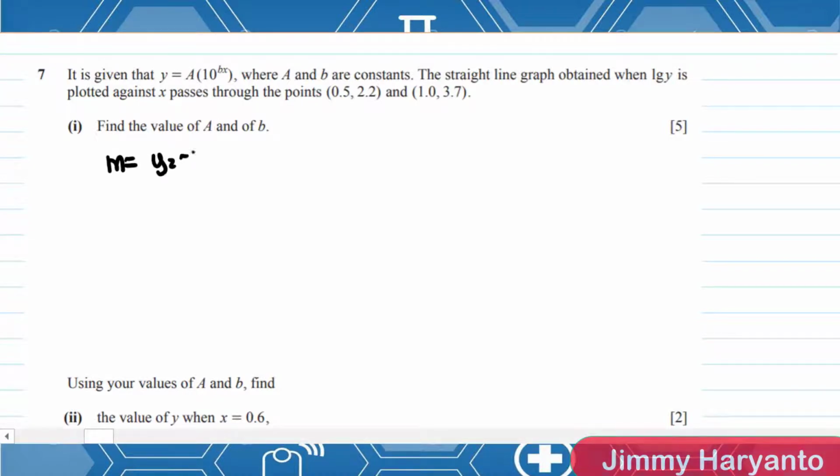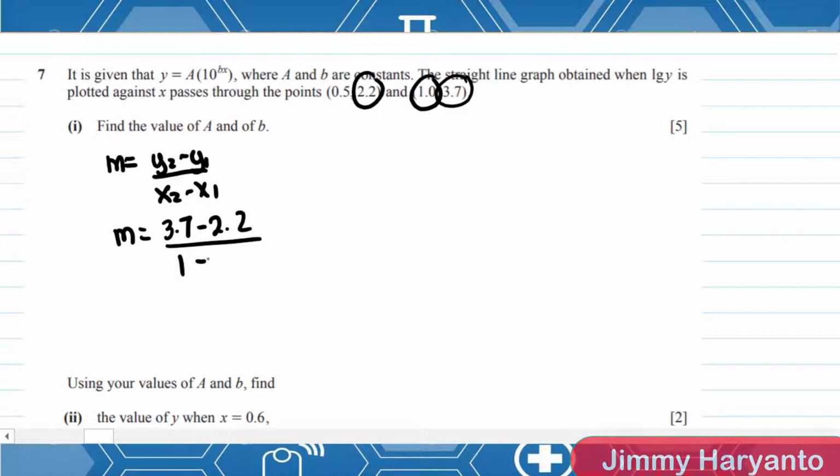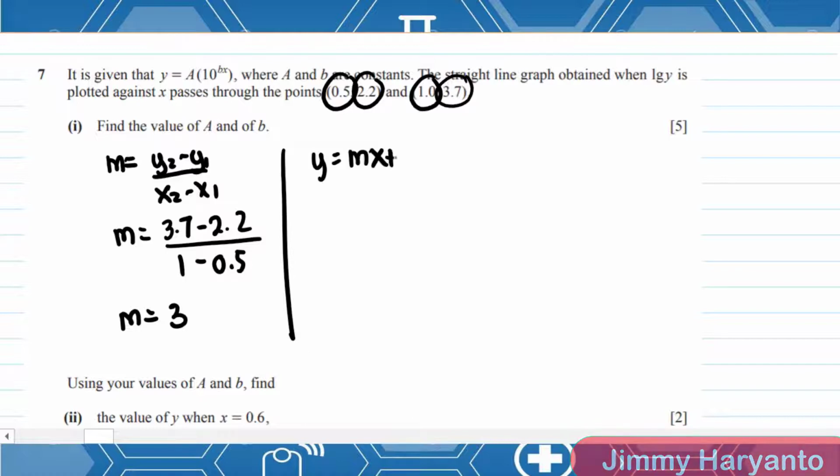Gradient equals y2 minus y1 over x2 minus x1. So the gradient will be y2, which is this one, 3.7, minus y1, 2.2, over x2, 1, minus x1, which is 0.5. Therefore the gradient will be 3.7 minus 2.2 over 0.5. It's 3. After you get the gradient, you have to find the c. Like usual, y equals mx plus c.